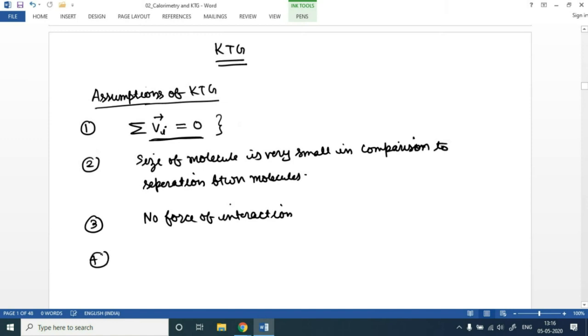And the fourth assumption, you should realize, is that all collisions between two molecules or between a molecule and a wall are perfectly elastic. That is, the gas and the wall of the container are in thermal equilibrium. Because if they were not in thermal equilibrium, during the collision they would exchange heat with each other, and due to that the collision would not be perfectly elastic. After the collision, the kinetic energy of the molecule may change. So for this we need our collisions to be perfectly elastic.